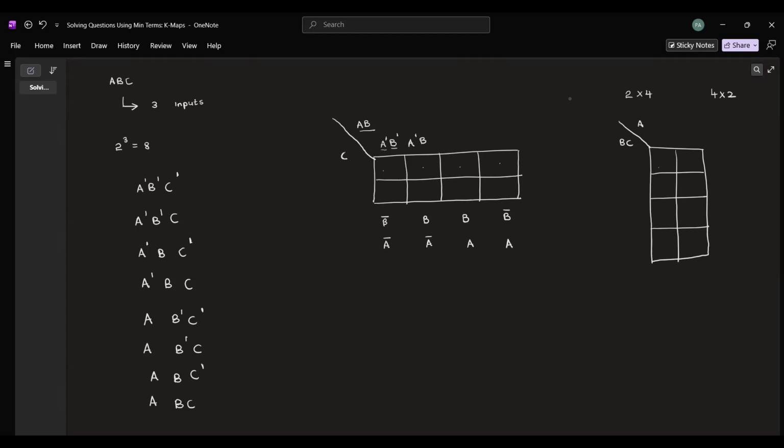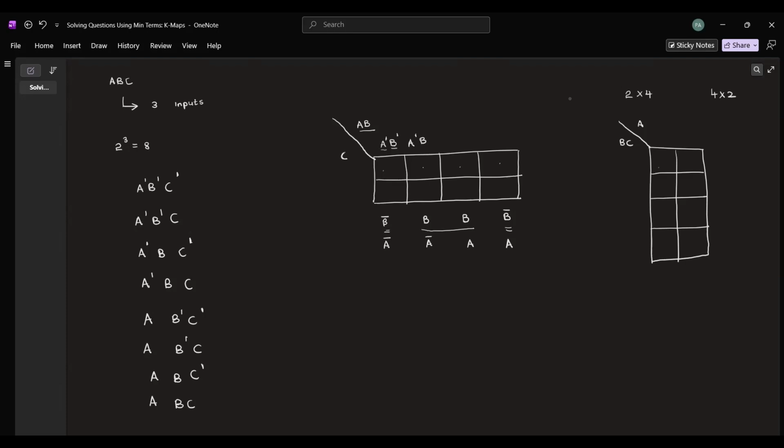How does this pattern work? Okay, this pattern is very simple. It should be the inputs, right? The single inputs should be present consecutively in two columns and then absent consecutively in two columns. That's the idea. Now you may ask, but B here is consecutively present, but here it is absent and here it is absent.